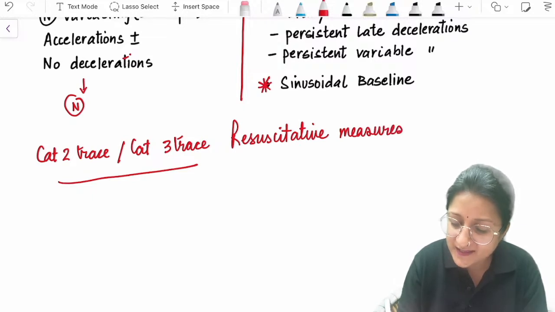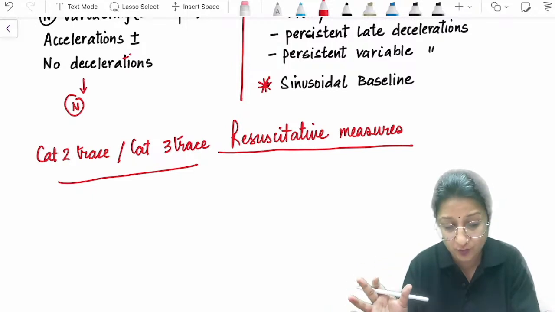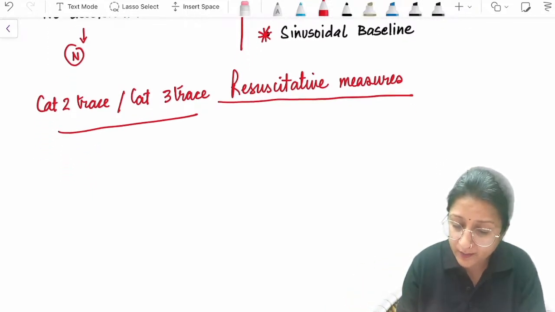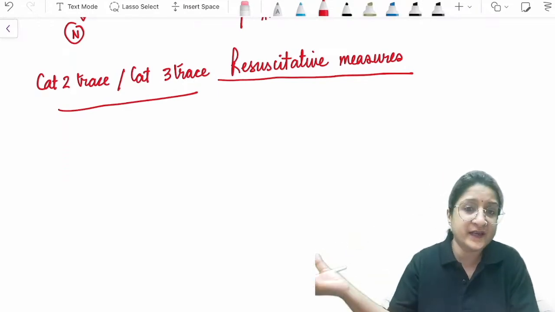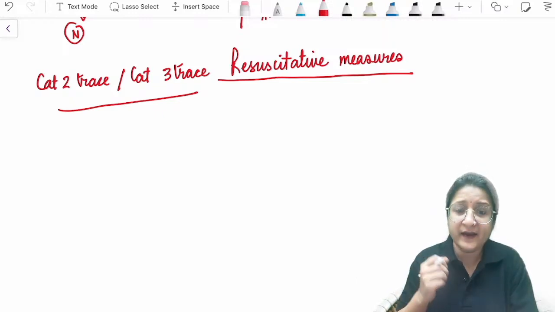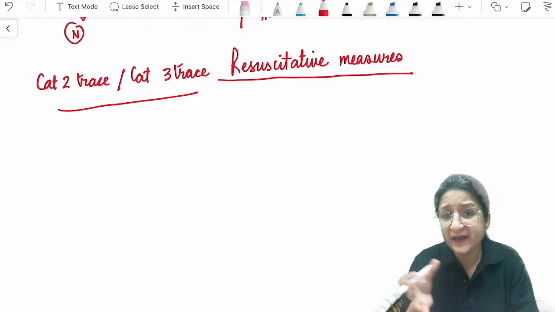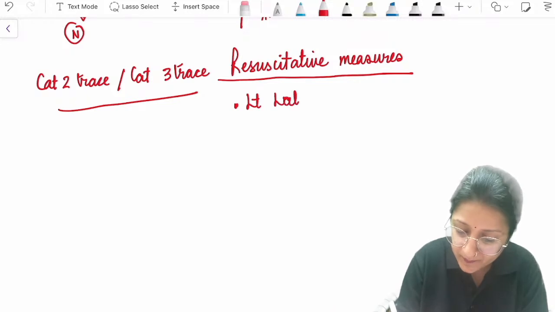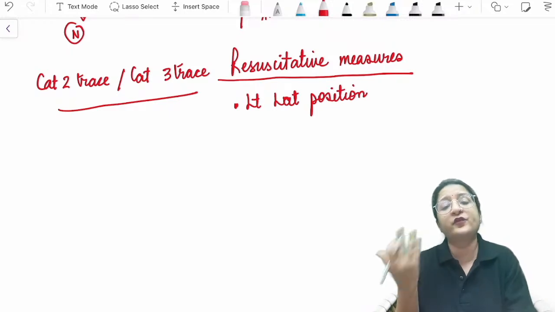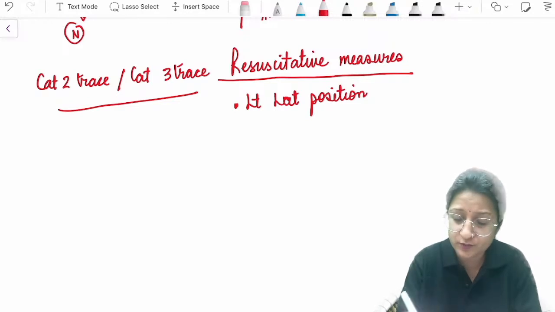Okay, so just now we discussed all the different kinds of decelerations and what leads to those decelerations, isn't it? So now what are the resuscitative measures that we are going to put in place? We know that cord compression can cause fetal heart rate deceleration, right? So let us put the woman in a position where the cord compression could be relieved. Left lateral position also improves uteroplacental perfusion, right? So that's why we shift the patient to left lateral position.